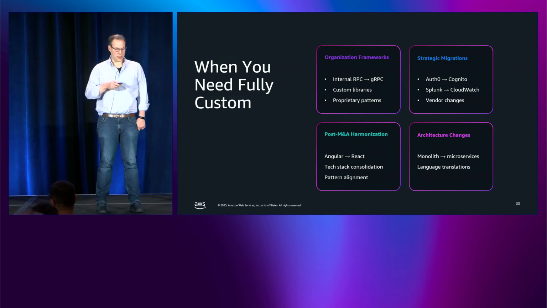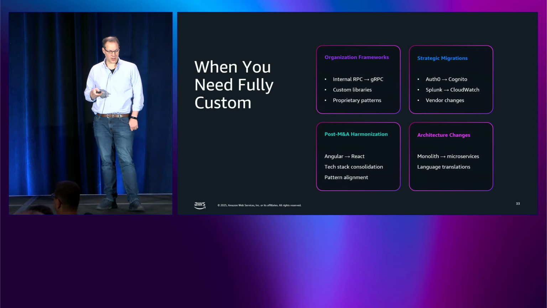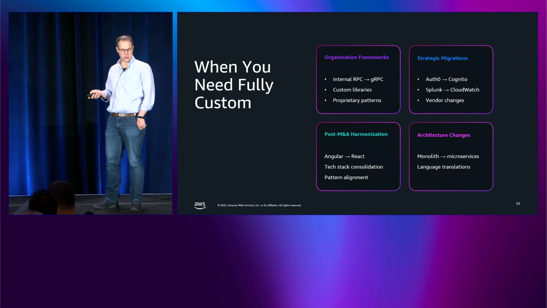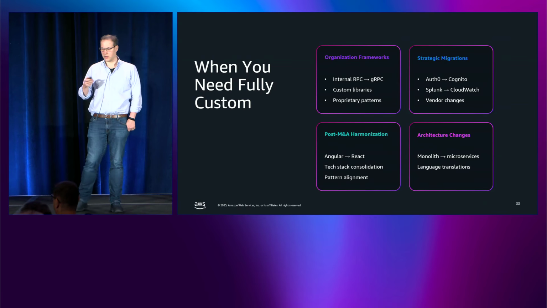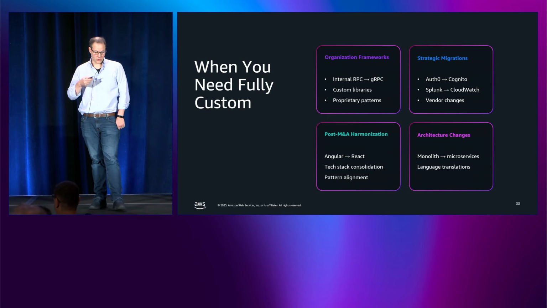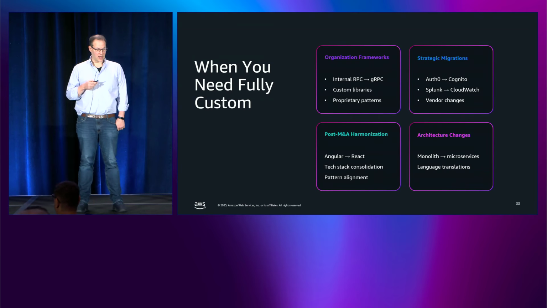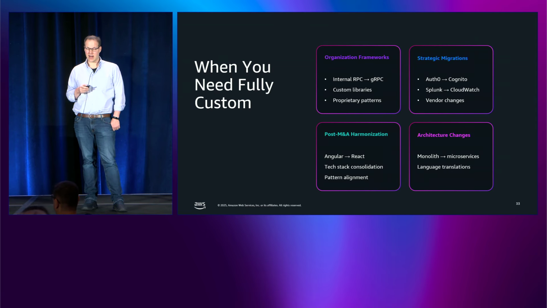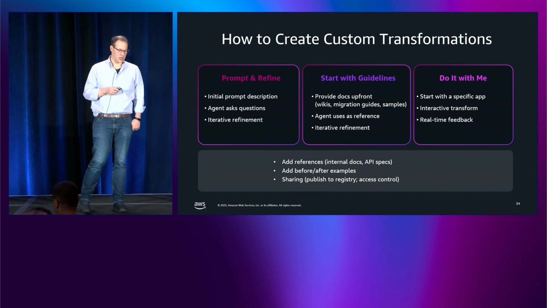Sometimes, though, you actually do need fully custom. And we talked about these things. There are organization frameworks. Maybe you have your own custom libraries or proprietary patterns. You have strategic migrations. You may want to change your authentication service, migrating from Auth0 to Cognito or vice versa, going from Splunk to CloudWatch or vice versa, and doing vendor changes. You may harmonize the tech stack across mergers and acquisitions, or do architecture changes.